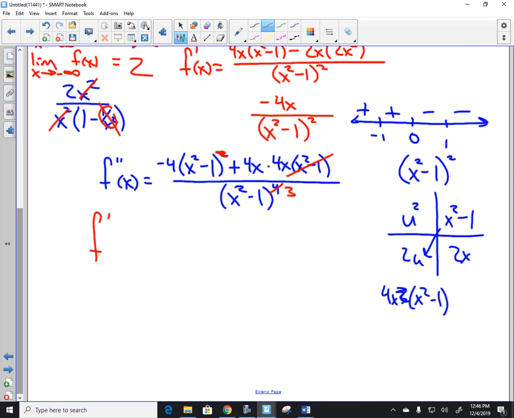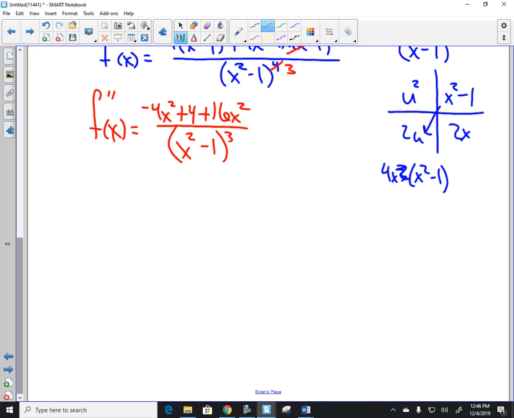Let's see what we have left. F double prime of x is, looks like I have a negative 4x squared. I have a positive 4. And then I have a plus what? 16x squared over x squared minus 1 cubed. So what's the top now? 12x squared plus 4 all over.